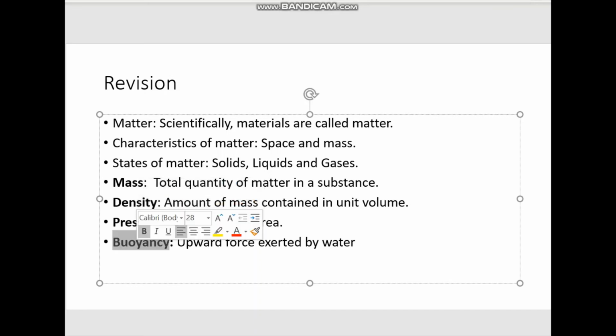Next, buoyancy is the upward force that is exerted by water. So these are the important definitions that we learned. This is the end of Unit 4 of the lesson Nature of Matter. This completes the lesson Nature of Matter.